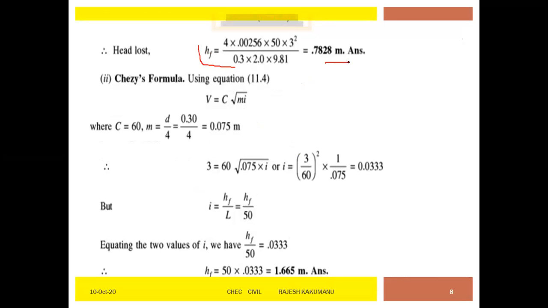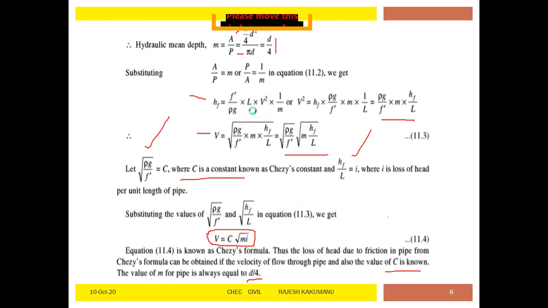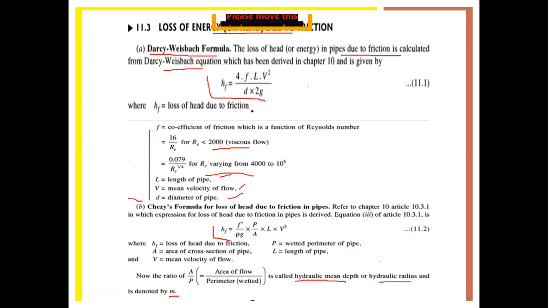Got it? Next, coming to the Chezy's formula. So the Chezy's formula is capital V equals C into root of mi, where C is already given as 60. What is M here? M is equal to D by 4. M is equal to D by 4. See here, M is equal to D by 4, right?